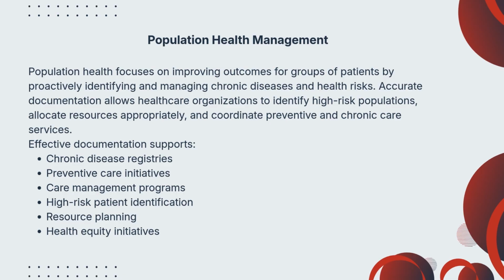Population health management. Population health focuses on improving outcomes for groups of patients by proactively identifying and managing chronic diseases and health risks. Accurate documentation allows healthcare organizations to identify high-risk populations, allocate resources appropriately, and coordinate preventive and chronic care services. Effective documentation supports chronic disease registries, preventive care initiatives, care management programs, high-risk patient identification, resource planning, and health equity initiatives.